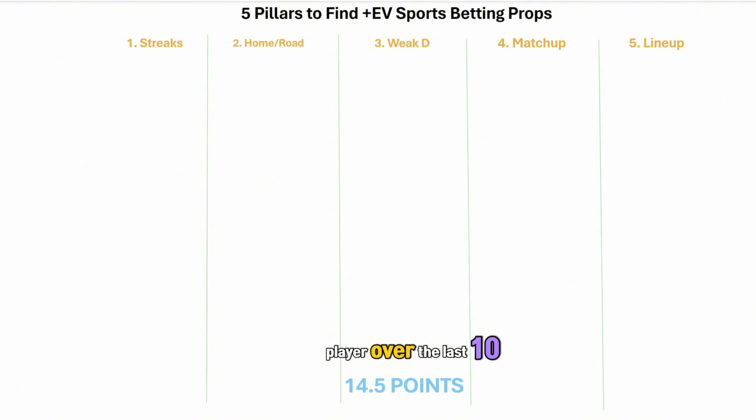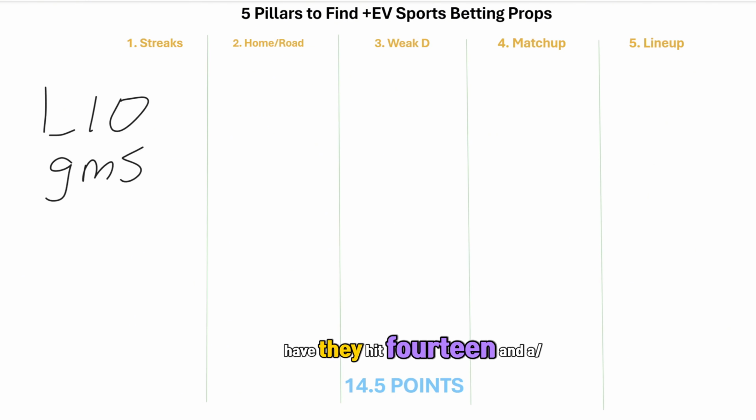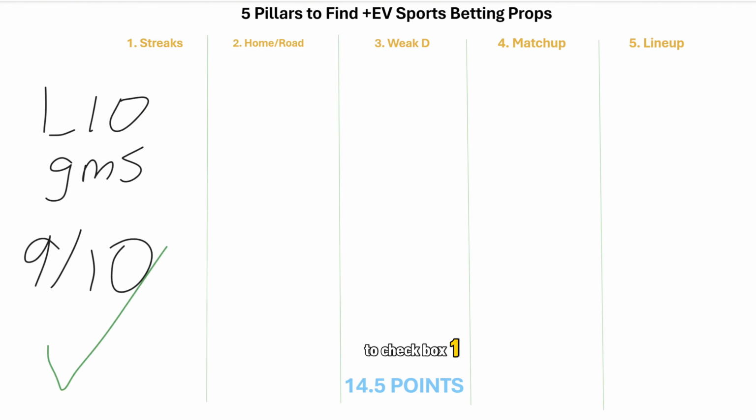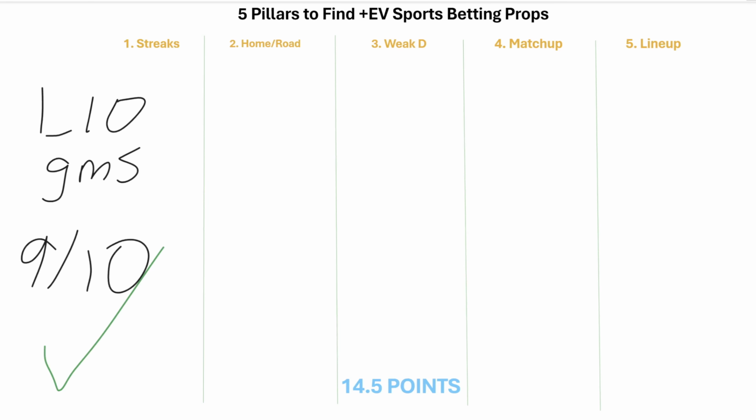We're going to look at this player. Over the last 10 games, have they hit 14.5 points? Let's say over the last 10 games, they've hit 14.5 points, so 15 or more points, in 9 out of their last 10 games. So that already is starting to check box 1. We just want to make sure they've hit this line consistently over a sample size of games: 5, 10, 15, 20 games. But just because they've hit it recently does not tell the whole story at all.